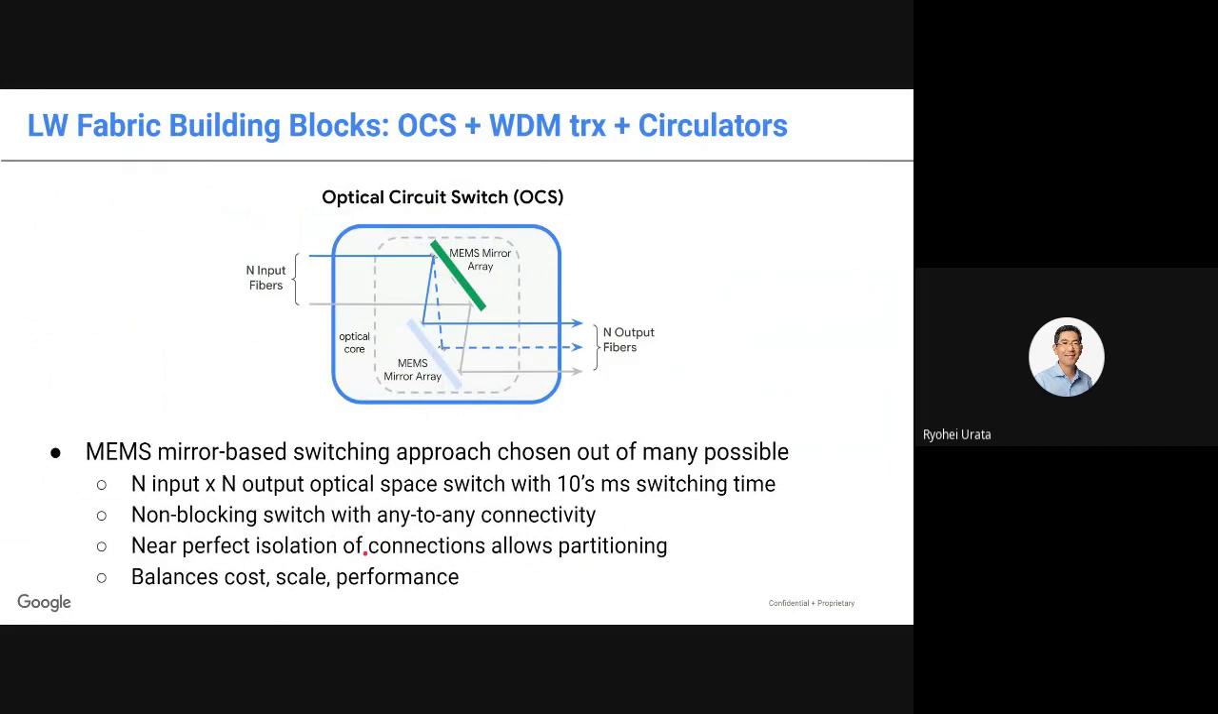More details of the hardware building blocks. For our OCS, we chose to adopt a MEMS mirror-based switching approach, shown here. You have N inputs and N outputs, and by turning the mirror, you can go from one output to another. It's a non-blocking switch with any-to-any connectivity, and you have near-perfect isolation. So a set of connections can be fixed or isolated while changing the other connections.